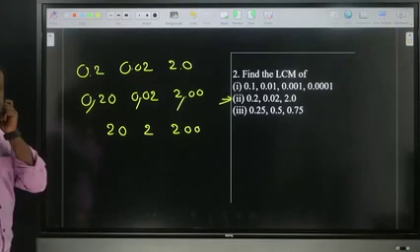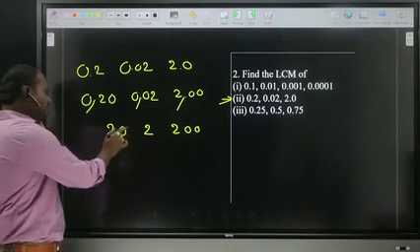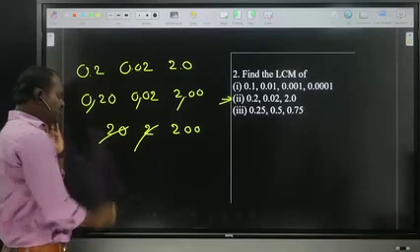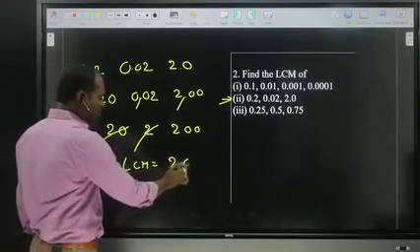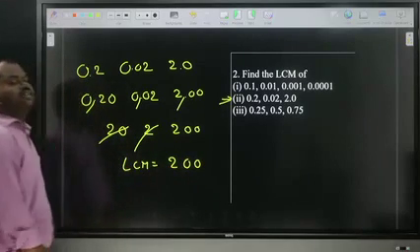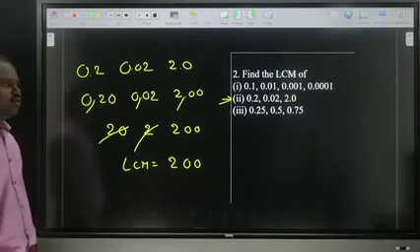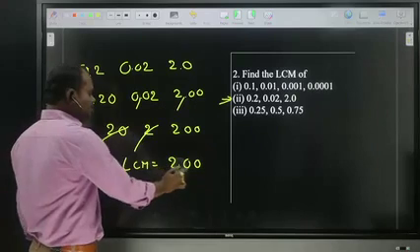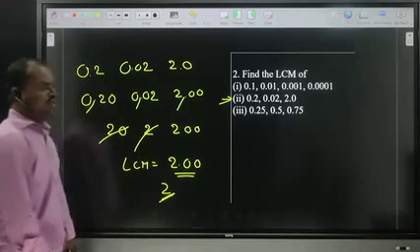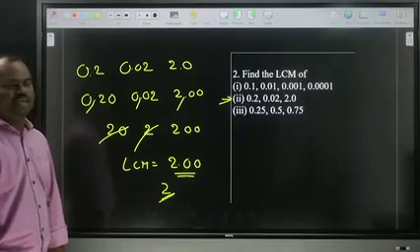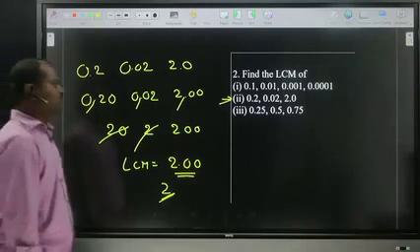You can use any one method. Now 20 we can eliminate clearly. 2 we can eliminate. So the LCM is 200. But we should put back the point after how many numbers? 2 digits. So 2.00, and 2.00 is nothing but 2. The answer is 2 clearly. Okay? Now once try this third one.